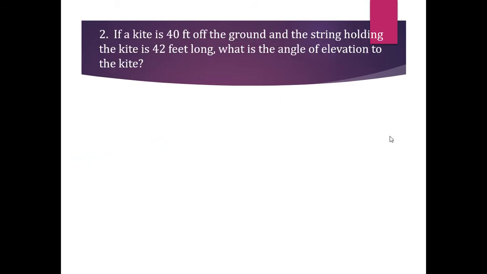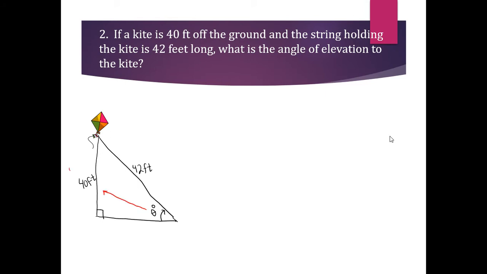Number 2 says if a kite is 40 feet off the ground and the string holding the kite is 42 feet long, what is the angle of elevation to the kite? So here's a kite, and we're going to draw a right triangle. We're going to go ahead and plug in our 40 feet off the ground. We're going to plug in the 42 feet of string, and we are looking in this case for the angle of elevation, which we'll call theta.